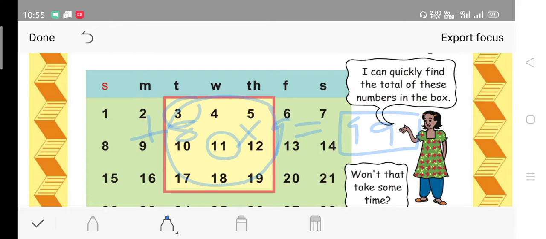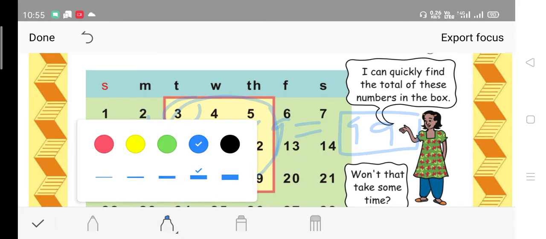This is the trick for the calendar magic trick. We can call it the calendar magic trick, because every time we are making the box from a calendar. So this is how it is done.